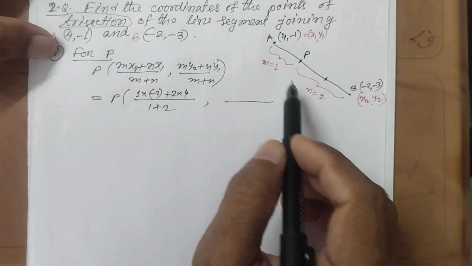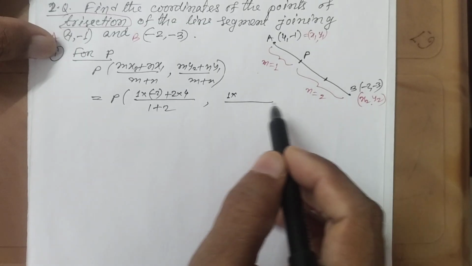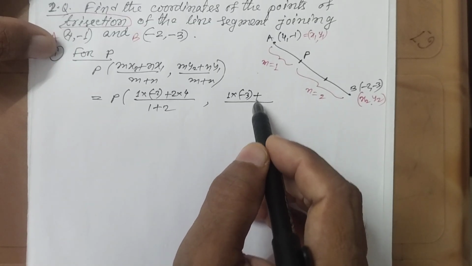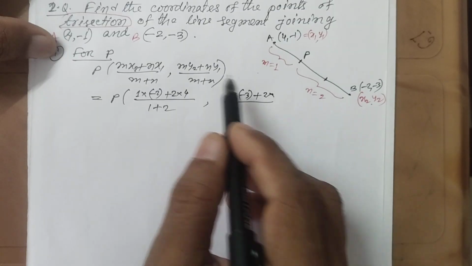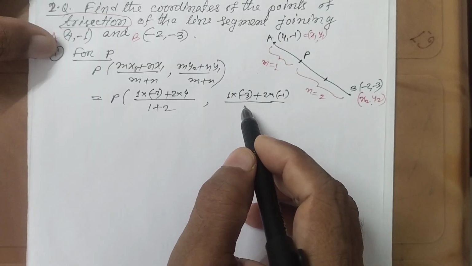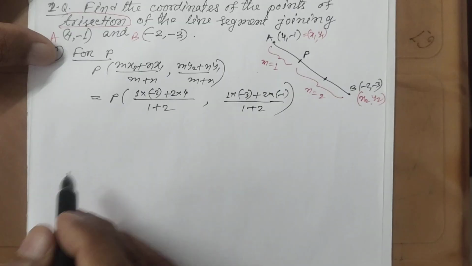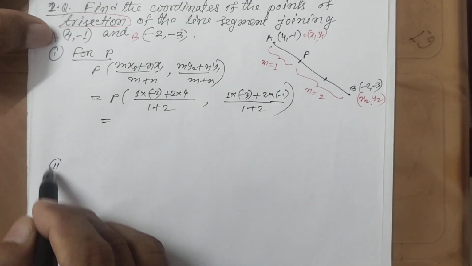and m y2, m is 1 into y2, y2 is -3, m y2 plus n, n is 2 into y1, y1 is -1, by 1 plus 2. Just putting all the values in, if you simplify, you will get the complete solution. Now the second part, you can do the calculation yourself.